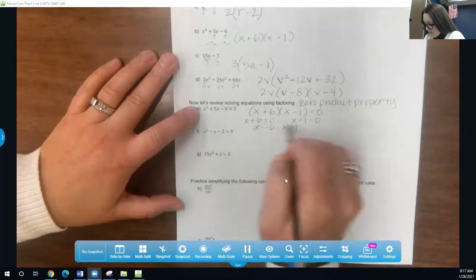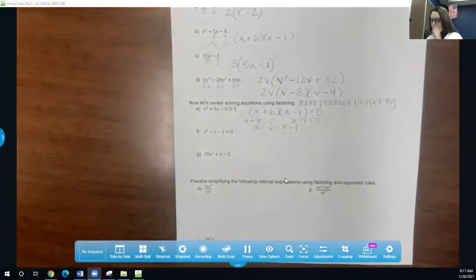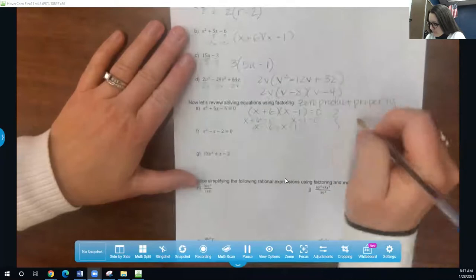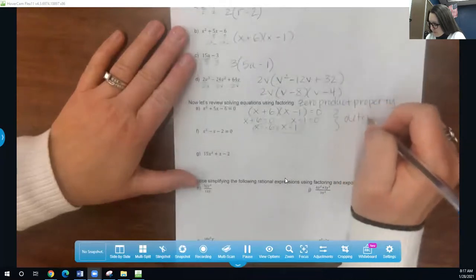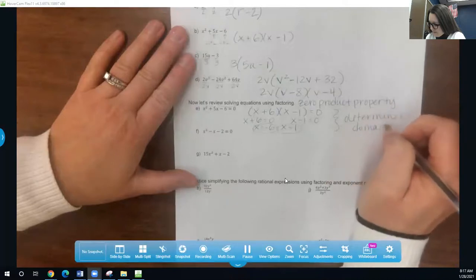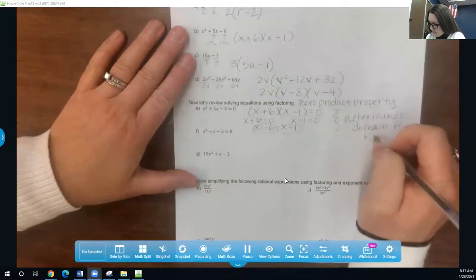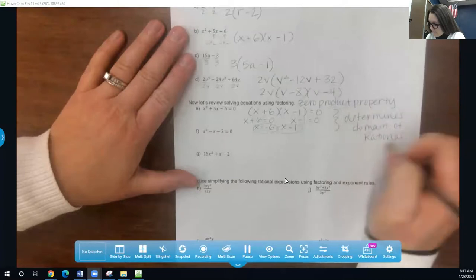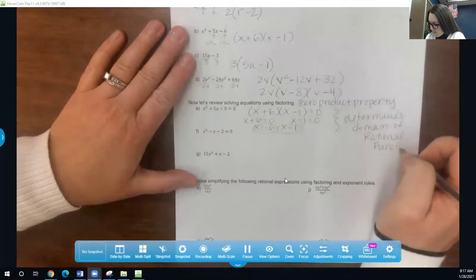This is going to help us in a little bit determine what our domain is. So I'm going to write this. This determines the domain of rational functions. And we'll talk about that in a little bit.